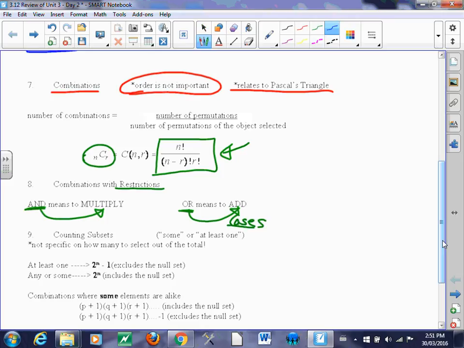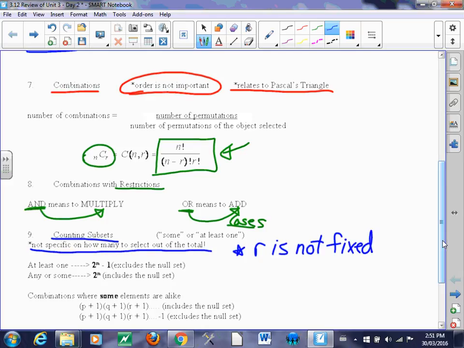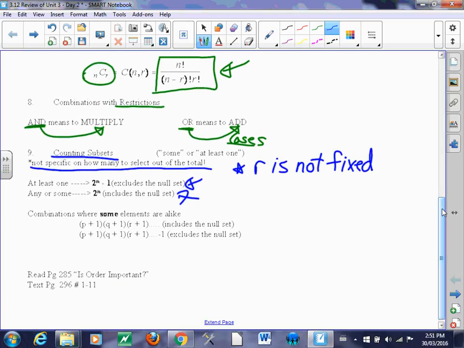Counting subsets, ladies and gentlemen. Remember when we do subsets that R is not fixed. So that's not specific on how many to select. So you could pick zero members, 1, 2, 3, 4, 5. If you include the null set, it's 2 to the n. And if no null set is allowed, then you just subtract 1. If I see the words any combination or some combination, then you use that. If I see at least 1, then I know I've got to exclude the null set. So that's why I subtract 1.